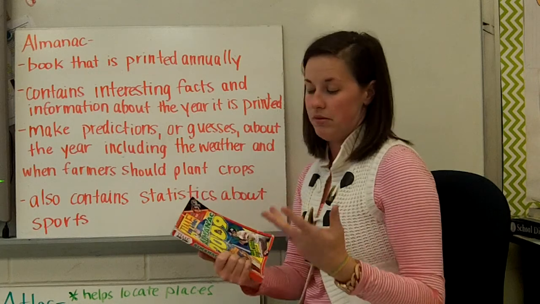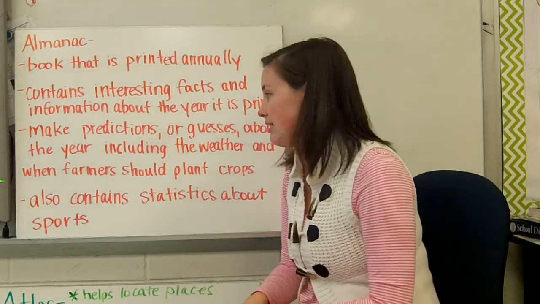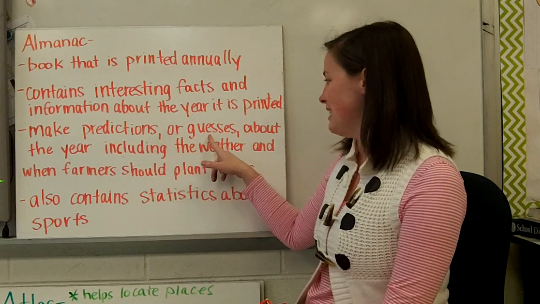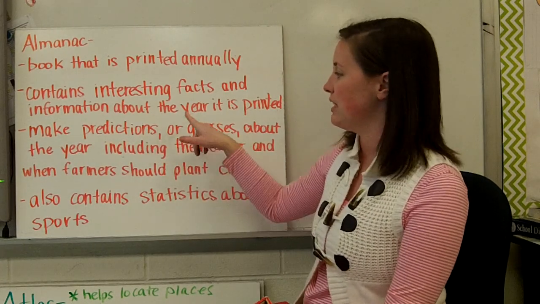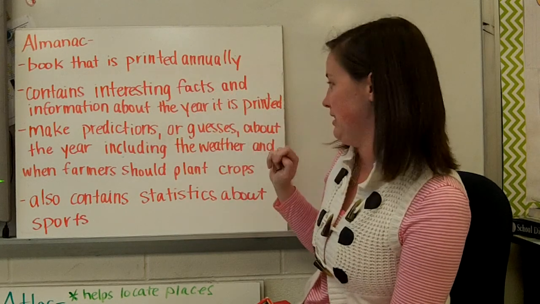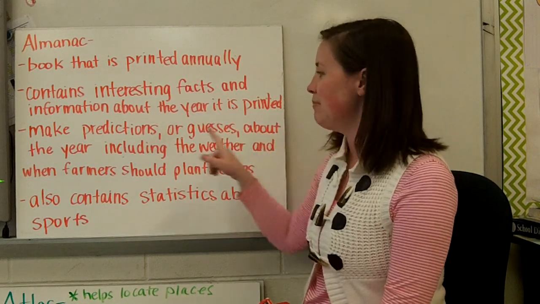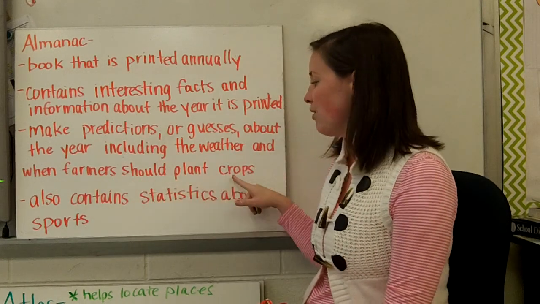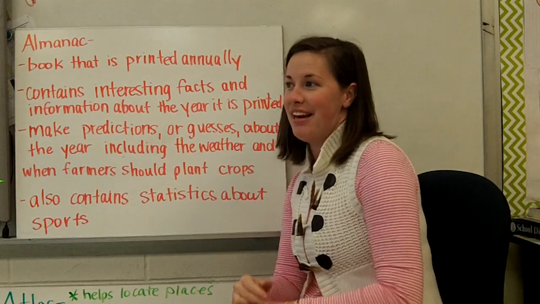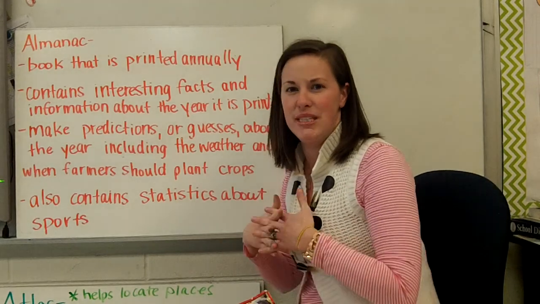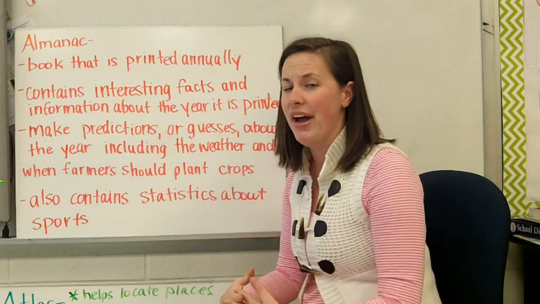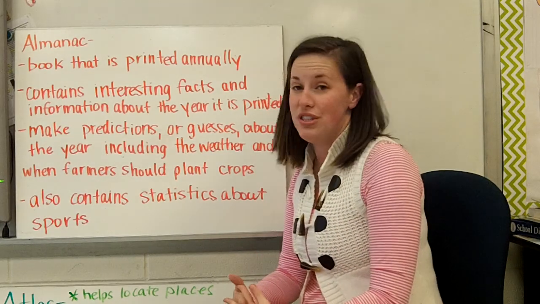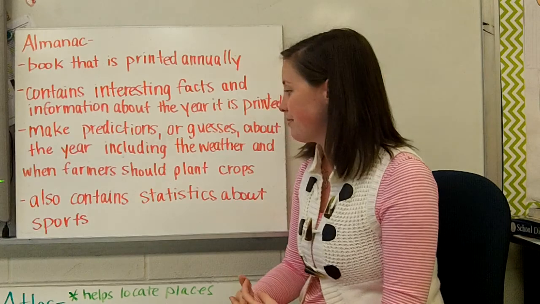It tells you what president was in office in 2009. It also makes predictions or guesses. Remember, the comma "or" lets you know that predictions means guesses. It makes guesses about the year, including the weather and when farmers should plant crops. So it might say that maybe for 2014, since it's been so cold and rainy and lots of snow, you shouldn't plant your crops until April. And a lot of farmers use this to help them know when to plant crops.